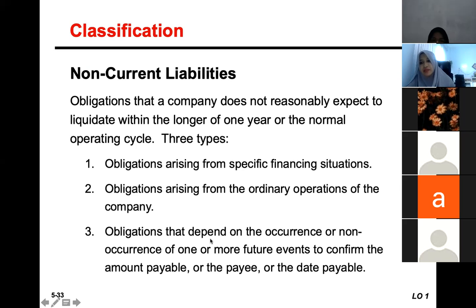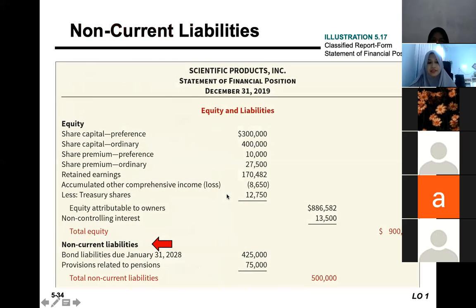And that liability may come from ordinary operation, or it may not come from ordinary operation. For example, for financing purposes, the companies get a loan from the bank or other parties. So that will be included in the non-current liabilities.